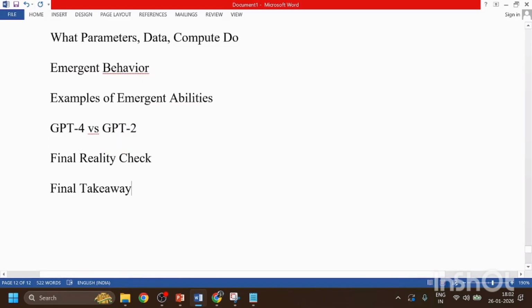Transformers are powerful, but they do not truly understand meaning. They can hallucinate. They rely entirely on learned statistical patterns. And here is the final takeaway. Transformers work because of attention. They scale because of data, parameters, and compute, but they are still pattern learners, not thinkers.